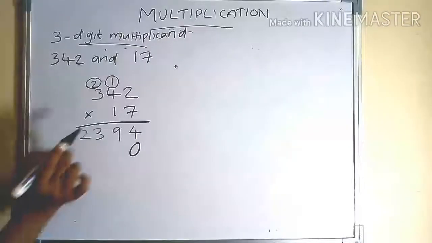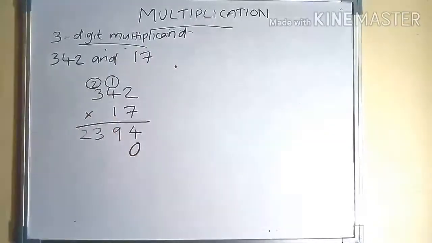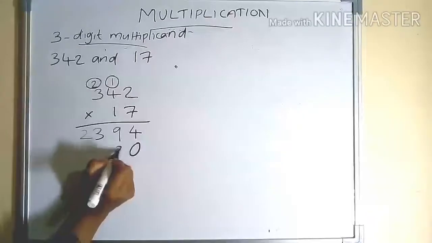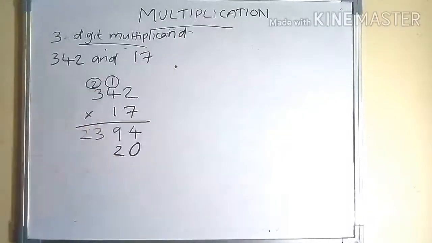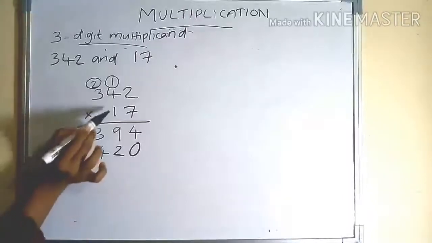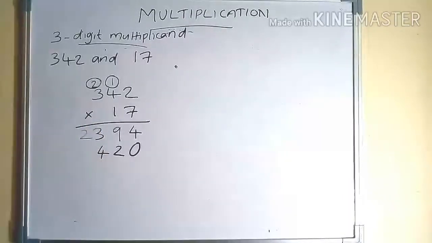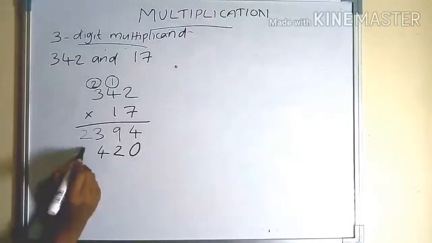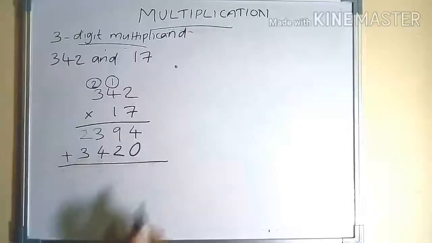Okay, next we multiply 1 into 2. What is the answer? 1 into 2? 2. Next we multiply 1 into 4. What is the answer? 1 into 4? 4. Next we multiply 1 into 3. What is the answer? 1 into 3? 3. Okay. Next add these two numbers.